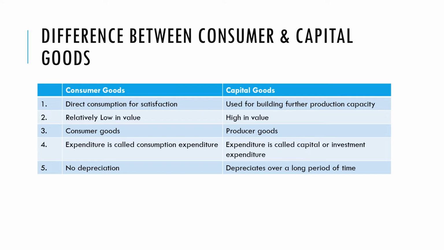Expenditure is consumption expenditure in the case of consumer goods, and expenditure is called capital expenditure or investment expenditure in the case of capital goods. Consumer goods do not undergo depreciation, whereas capital goods depreciate over a long period of time.